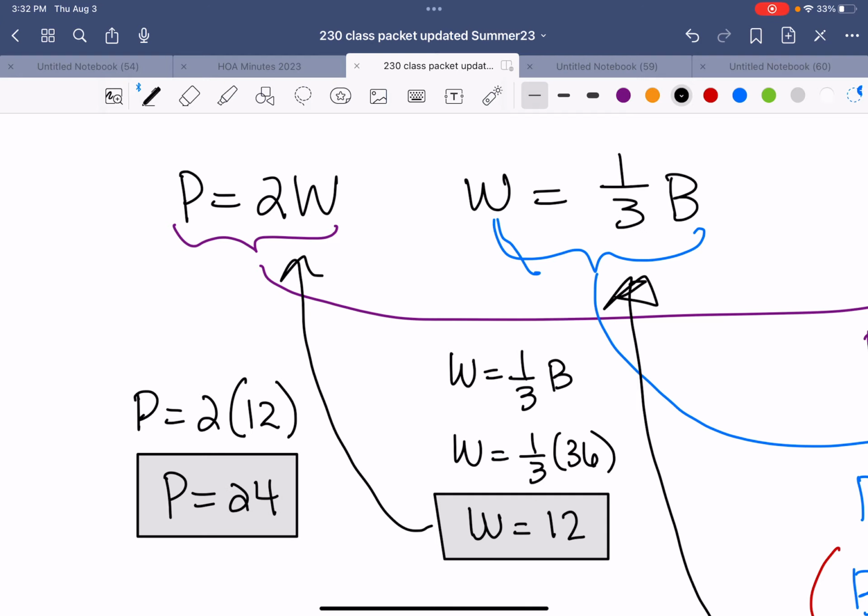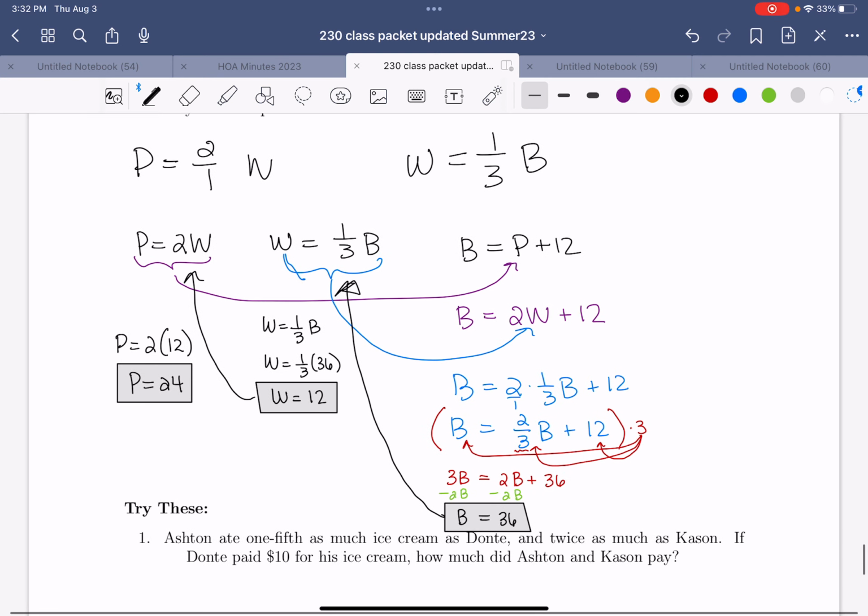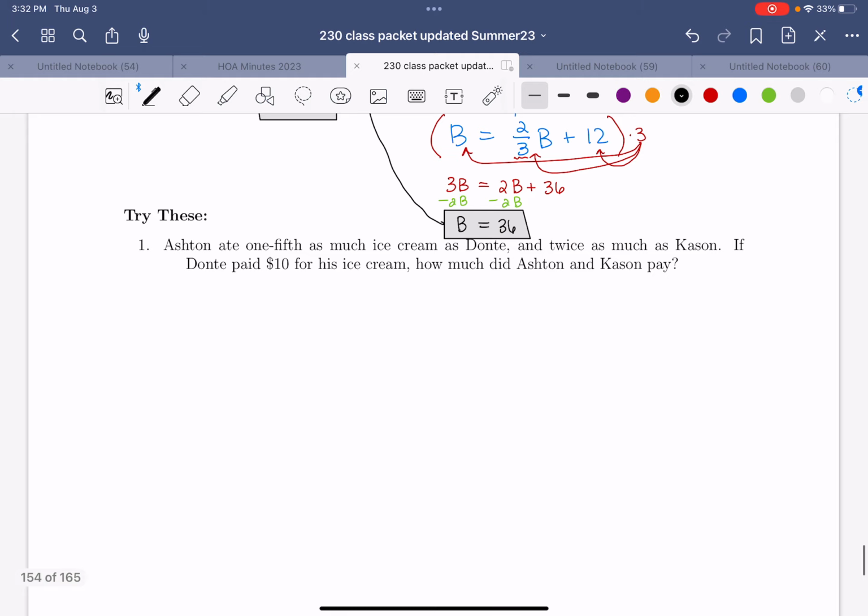So that means I have 24 pink, 12 white, and 36 black. And then you can check, do I have 12 more black than pink? Sure do. Do I have twice as many pink as white? Sure do. And do I have 1/3 as many white as black? Yes, 1/3 of 36 is 12. Okay. All right, let's look at a couple more.